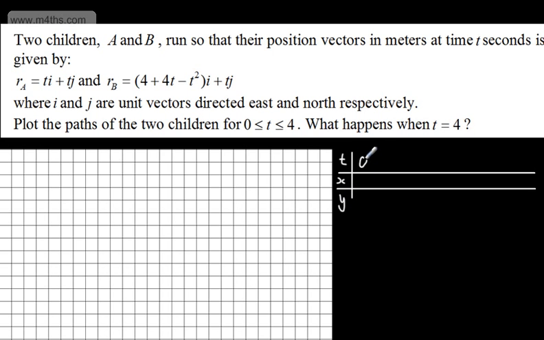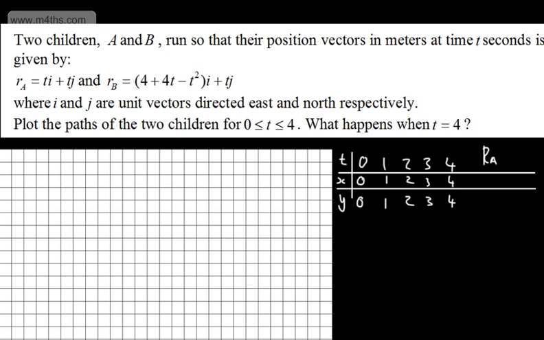So if we look at 0, 1, 2, 3 and 4, and we're subbing this in, so 0, we're going to have 0, 0. We're going to have 1, 1, 2, 2, 3, 3, and then 4, 4. So this is going to follow a linear path, and that linear path is y is equal to x. So this now is the position of child A at time t seconds in metres.